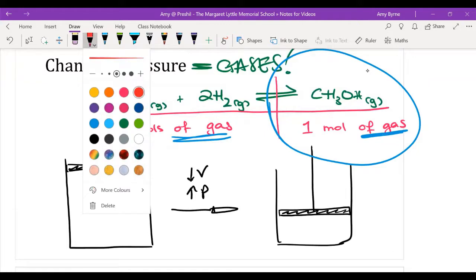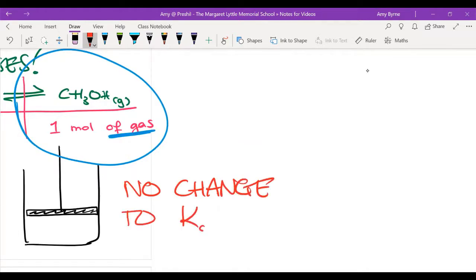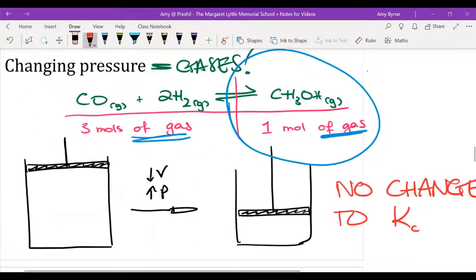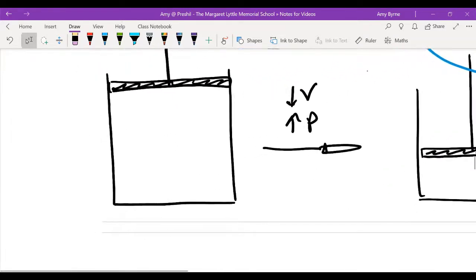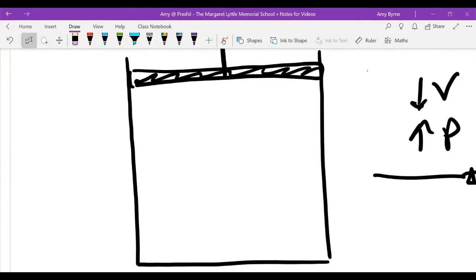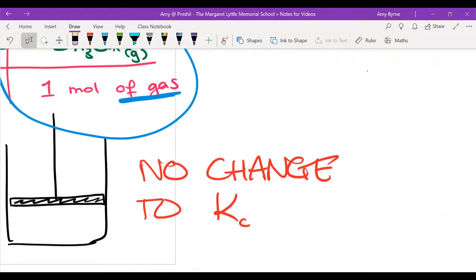Now, one thing that is super important, so I'm going to put it in big red letters, there is no change to equilibrium constant. No change. If I measure the concentrations of my guys in this container and put them into my equilibrium expression, the number will be exactly the same as it is in this container. I am going to talk about it more later. The only thing that changes equilibrium constant is temperature. It's an equilibrium constant. It's constant because it stays the same most of the time.